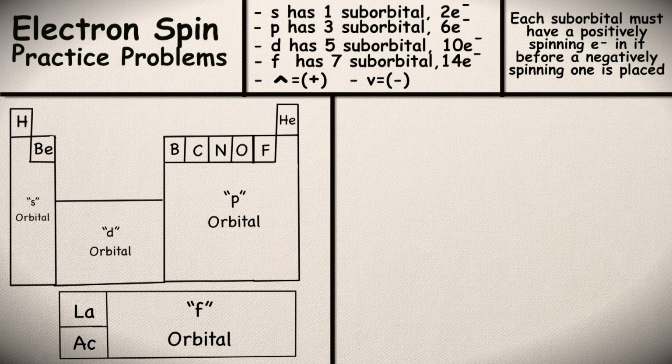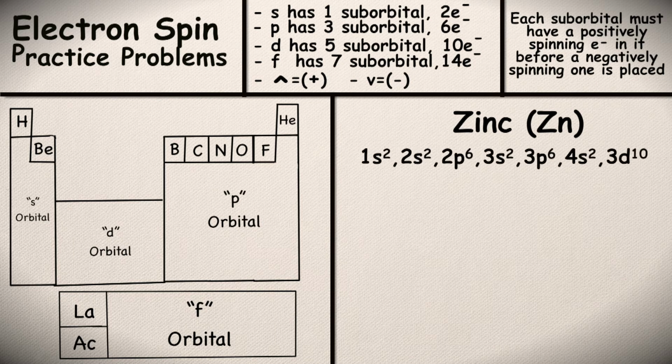So for all these elements, we are going to draw the electron spin diagram for the valence shell of all these elements. So first element we're going to talk about is zinc. It is in the d orbital section on our periodic table. So if we look at the transition metal, that's in our middle section. It's in our d orbital section. Its quantum number is 1s2, 2s2, 2p6, 3s2, 3p6, 4s2, 3d10. Okay, so its valence shell, or its outermost shell, is our 3d orbital.